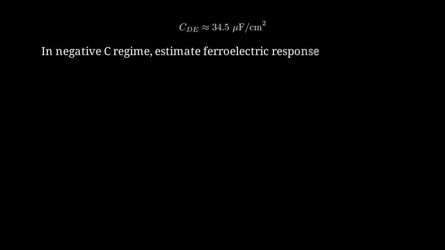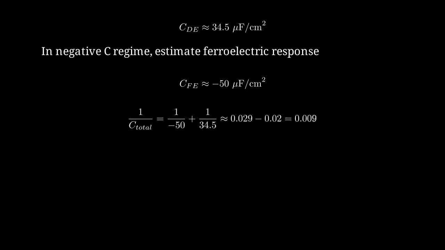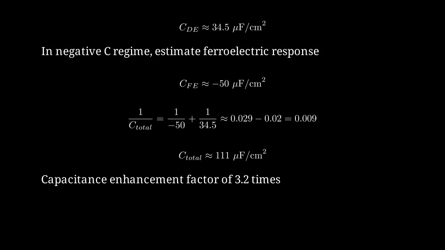In the negative capacitance regime, we estimate the ferroelectric susceptibility. Suppose CFE is approximately negative 50 microfarads per square centimeter in the unstable region. Then 1 over C total equals 1 over negative 50 plus 1 over 34.5, giving approximately 0.009. Therefore, C total is approximately 111 microfarads per square centimeter, which is larger than either individual capacitor. This gives a capacitance enhancement factor of about 3.2 times compared to the dielectric alone.